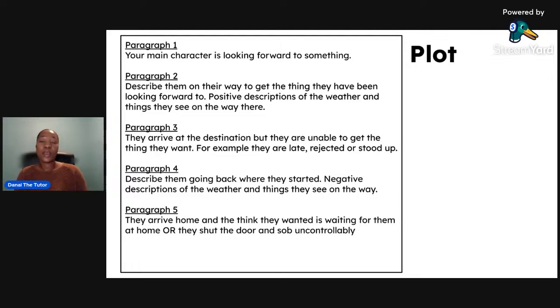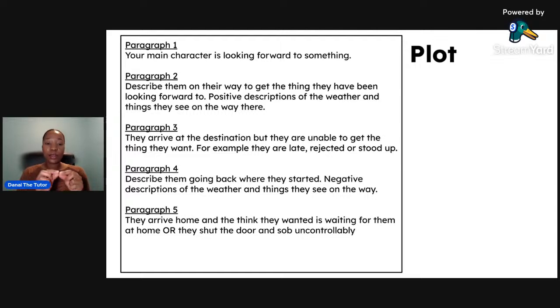They either get what they want, okay, so perhaps what they went out for is actually at home somehow, or they don't get what they want and they're distraught and they shut the door and they're just crying. Okay, you could end your story however you want, but that's an example of how you can organize events.